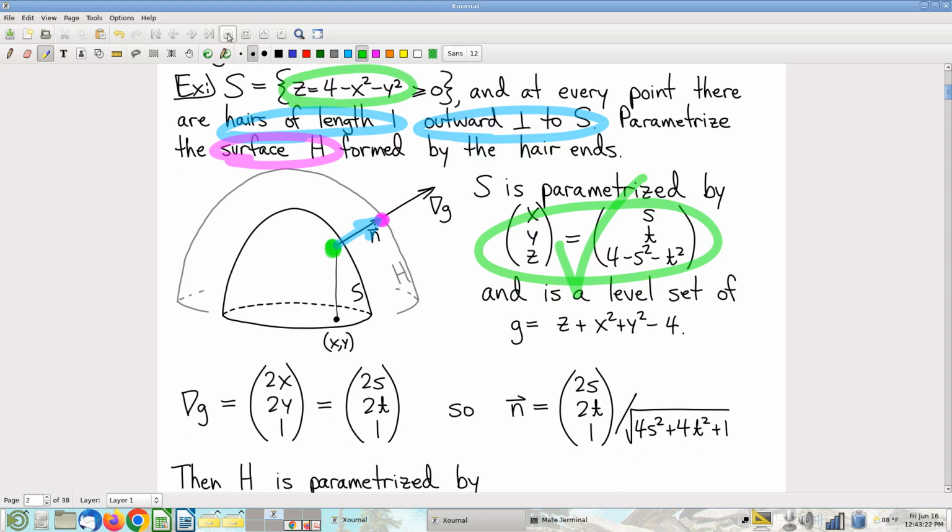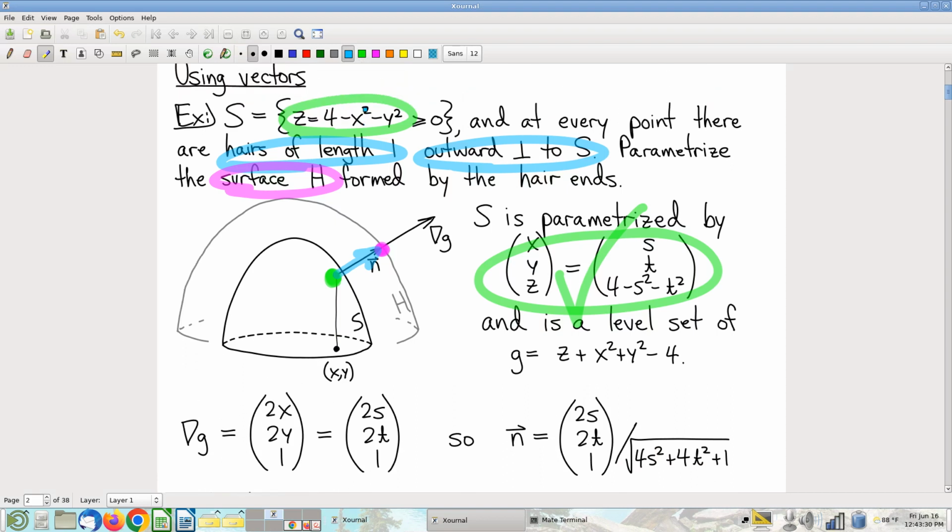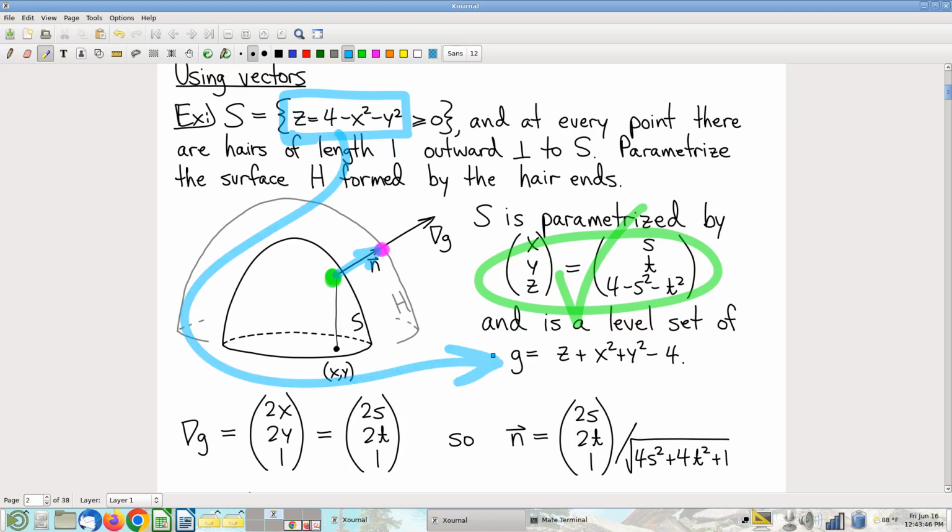The big idea is to rewrite this equation. I'm going to delete a bunch of stuff. Rewrite this equation, currently written as a graph, where one variable is a function of the others. We're going to rewrite it as a level set. It is a level set of this function. It's what you get when you set this function g equal to 0. So it's a level set of that function g.